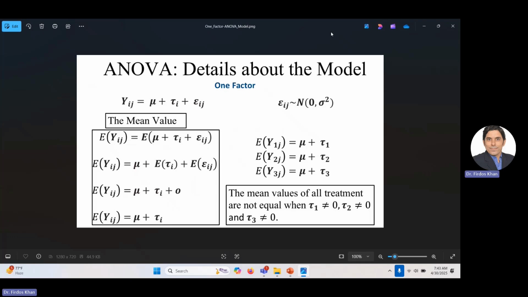Hello guys, in this video I would like to talk about details about the model for one factor ANOVA. Before this video, I have done two videos. One was general about analysis of variance, that's why we need analysis of variance, and the second video was about the key assumptions of analysis of variance and how we can check whether our data fulfill those assumptions or not. And this is the third video of this series of analysis of variance.